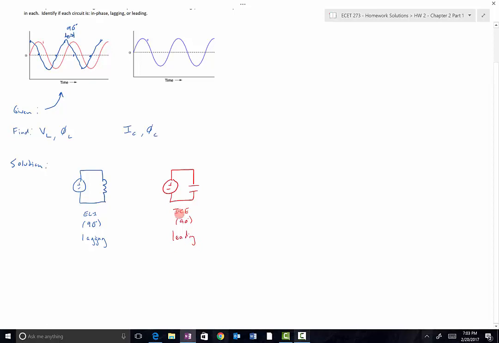Current peaks 90 degrees before voltage, so this is a voltage waveform. That means the current's going to peak 90 degrees before it. Again, that's pi over 2 radians. So your plot's going to look something like this. You can see I'm just locating peaks at zero crossings and zero crossings at peaks.